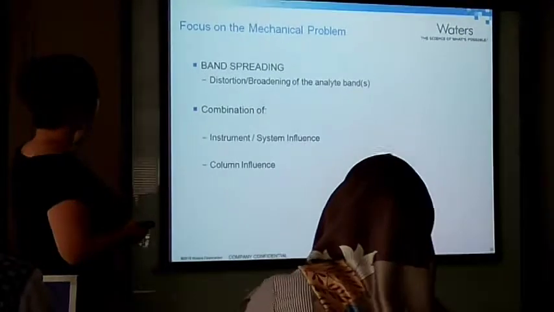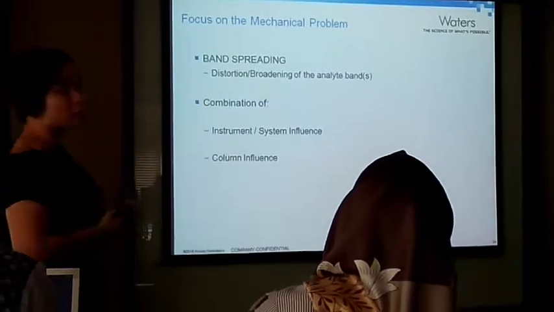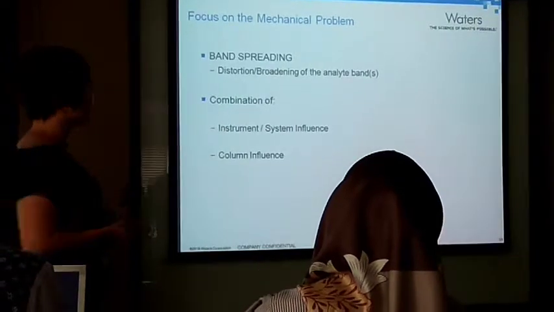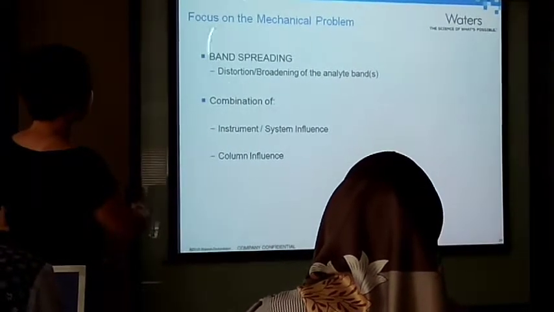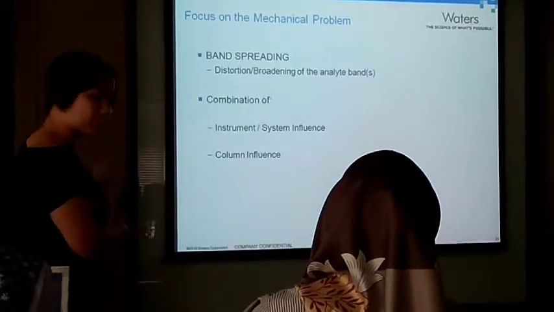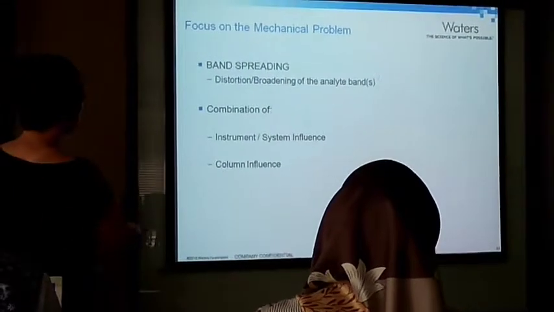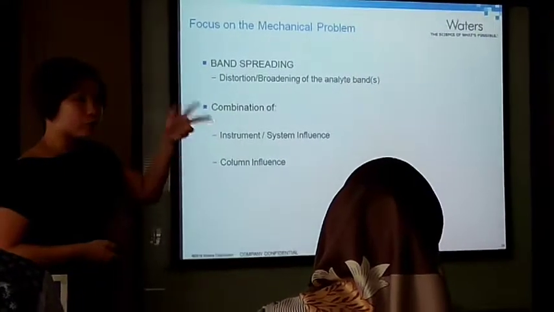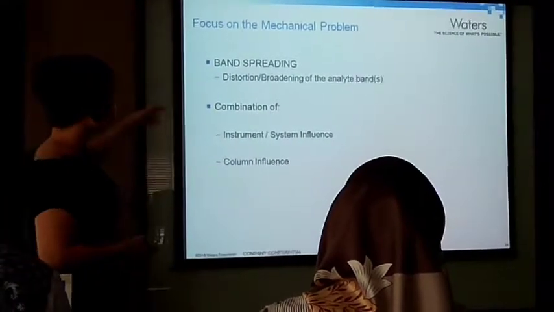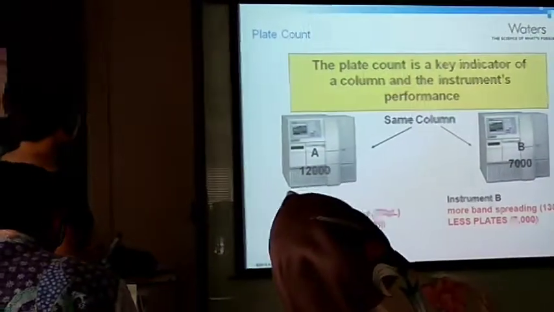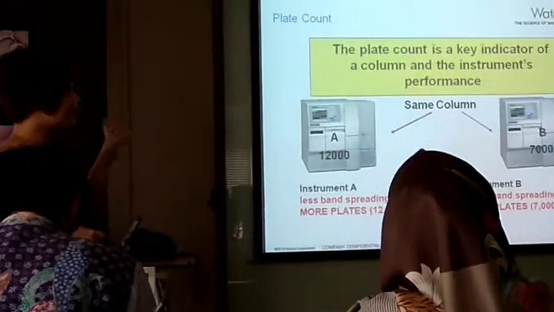So let's focus on mechanical problems. What is the cause of mechanical problems? Mechanical problems would sometimes cause a bent, distorted or split peak. Okay, and it's a combination of instrument and column influence. Both instrument and column will have this mechanical problem. So first things first, the instrument.